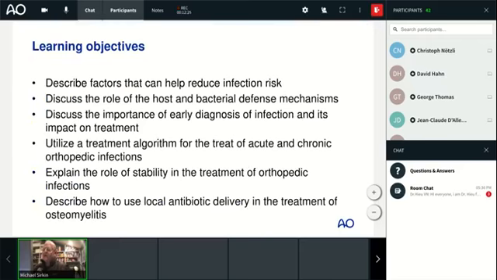Here are our learning objectives at the end of the course. We expect you to be able to describe factors that can help reduce infection risk, the role of the host and bacterial defense mechanisms in biofilms, discuss the importance of early diagnosis and its impact on treatment, use a treatment algorithm to treat acute or chronic orthopedic infections, explain how important stability is to treat infections, and understand and describe how to use local antibiotic delivery systems in the treatment of osteomyelitis.